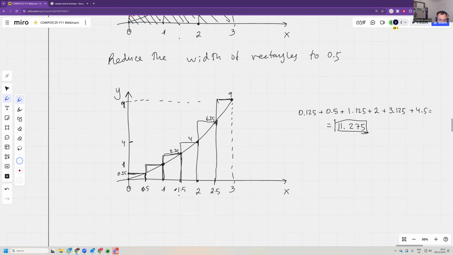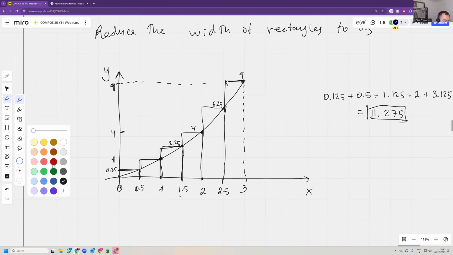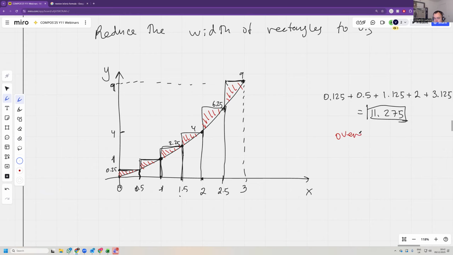But you can see this is still an overestimation. I've overestimated the area by this amount. What I'm trying to do is find the area under the curve by finding the area of these rectangles, but the rectangles will always be slightly bigger than the area under the curve because of the way I've calculated the rectangles. Does that make sense? Do you understand what I'm trying to do?